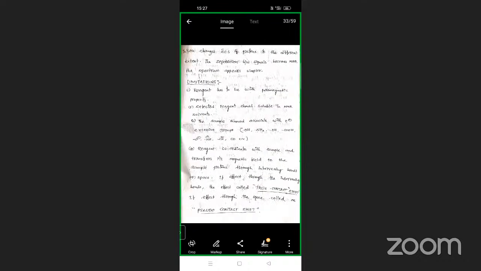Okay, yes. And the limitation. So the limitation in the lanthanide shift reagent is that the reagent has to have paramagnetic property. Generally paramagnetic property means whose delta values are more. So that lanthanide shift reagent must have paramagnetic property. And the selected reagent should be soluble in NMR solvents.